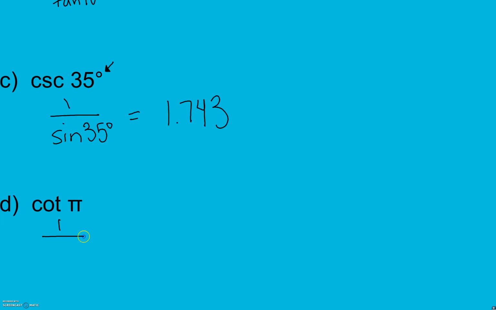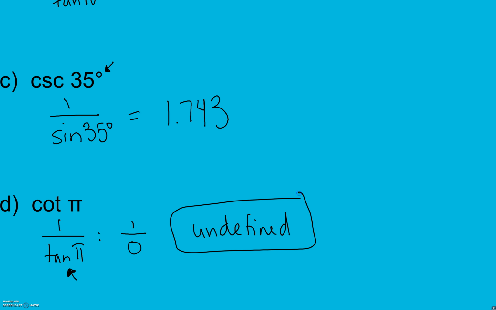Cotangent of pi is 1 over tangent of pi. 1 divided by tangent pi. Make sure you switch back to radians. I did not. Gives me a division by 0 error, because tangent of pi degrees is 0. So here it is undefined. Okay. Division by 0 error.